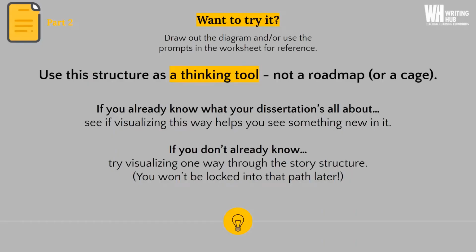So at this point, I would like to invite you to look at part 2 of the companion worksheet, and you can either draw out this narrative diagram, or there are different prompts in the worksheet for opening, challenge, action, and resolution. And I'd like you to give it a try. Start thinking about possible ways that you could organize your dissertation research into this narrative structure. Use the structure as a thinking tool. It's not necessarily a roadmap or a formula, and it's also not a cage.